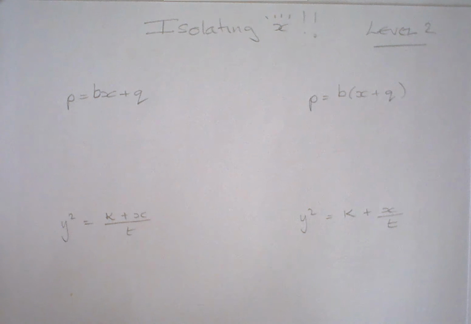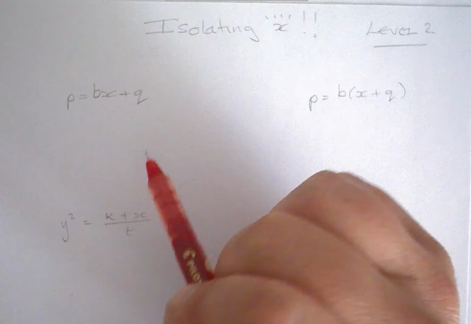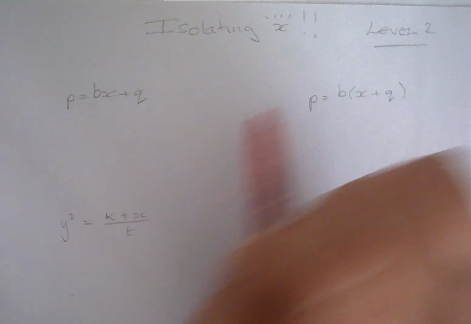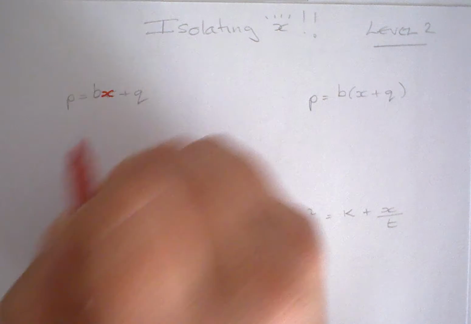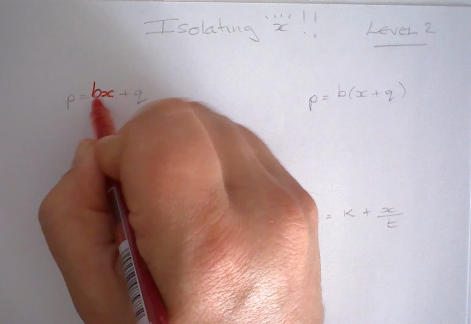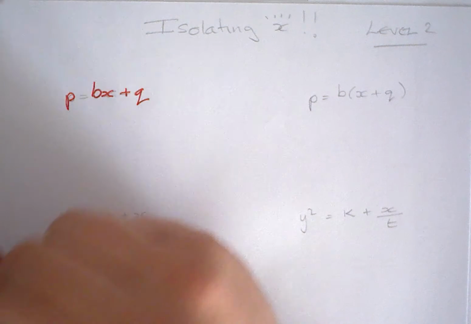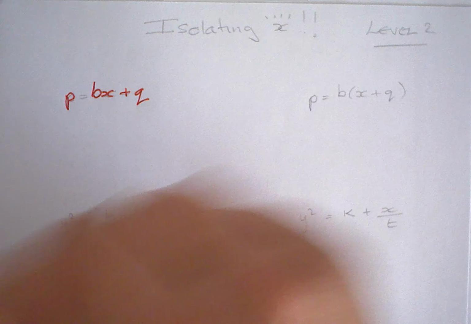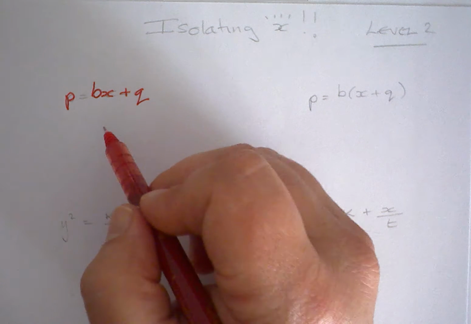Okay, so this is level 2, and we're going to isolate the x. We're going to get the x by itself. And what makes this level 2 is that here, this is the x that I want, and there are two things that are happening to x. And it's important. This is where the thing gets interesting, because it's all about understanding the layers.